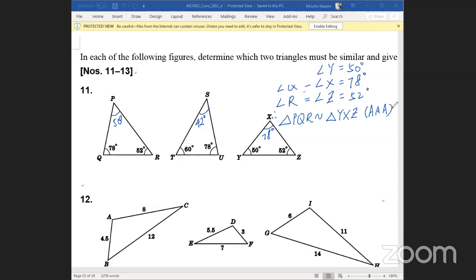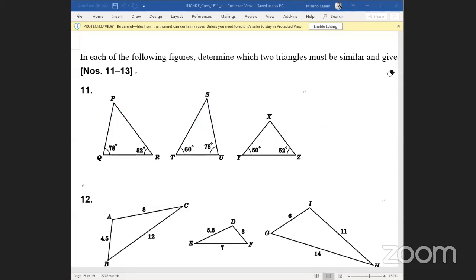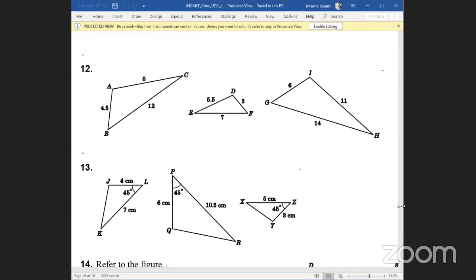Okay, right. Now then the next one may be a bit... I'm not saying difficult, but you may need to do a bit more calculations for the next one, number 12.